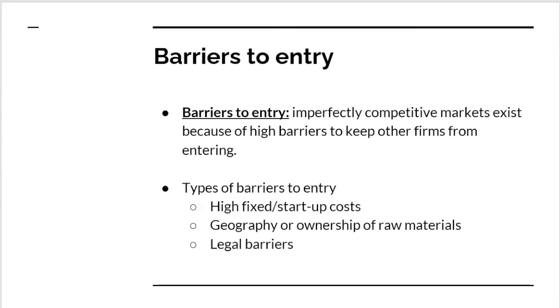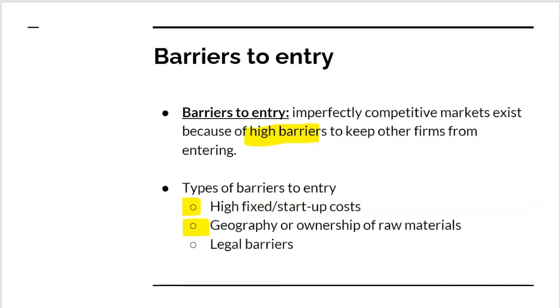And so with imperfect competition, the barriers to entry are high, right? Why? Well, because one of the reasons why imperfectly competitive markets exist is because it is not easy to enter or leave the firm if one firm is making a profit or making a loss here. And so there are different types of barriers to entry. One is going to be our high fixed startup costs. So one reason as to why firms cannot easily enter into the market is because it costs too much to enter.